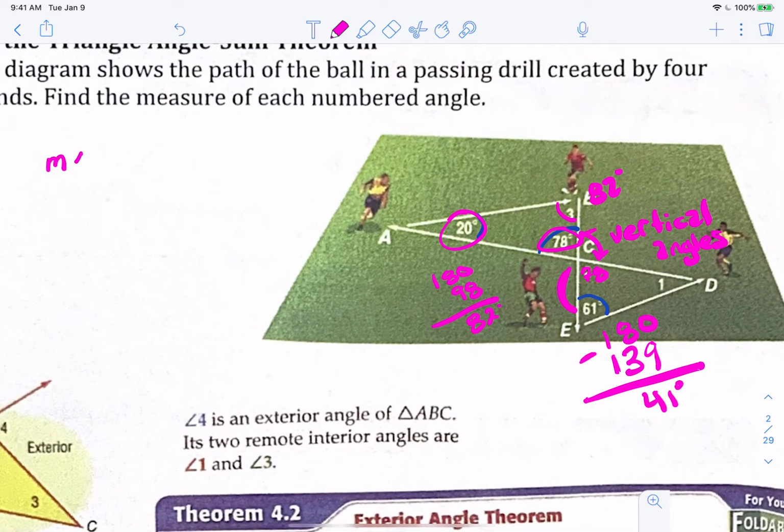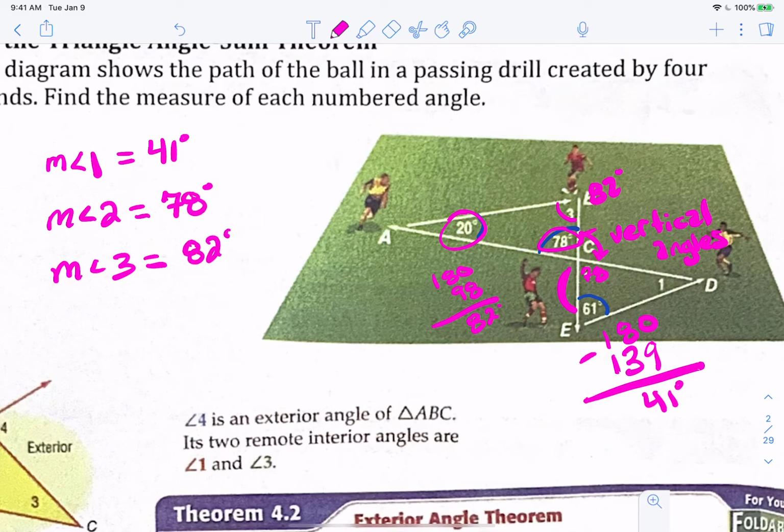Let's write them over here. The measure of angle 1, the measure of angle 2, and the measure of angle 3 is how they will have you write them. Angle 1, 41 degrees. Angle 2, 78 degrees. Angle 3, 82 degrees.